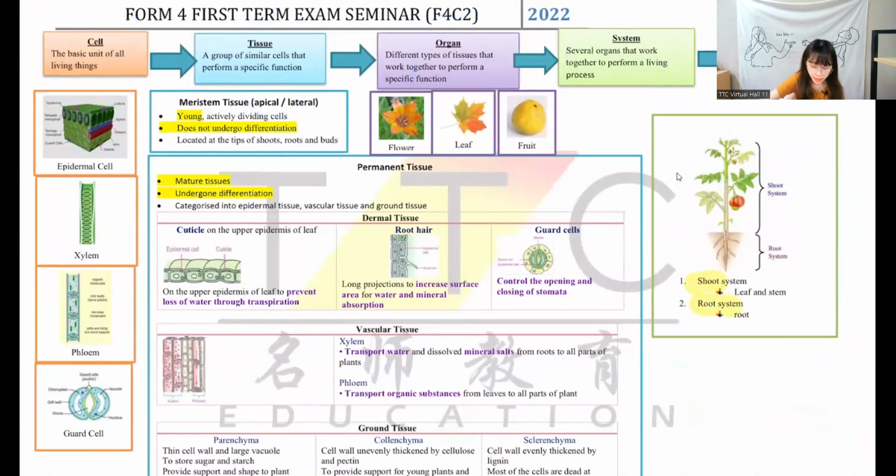So we have to know about tissue. It's similar cells. An organ is different types of tissue. And then for cells, we have epidermal, xylem, phloem, guard cells. We'll talk about that later. For tissue, we have two different types: meristematic tissue and permanent tissue.